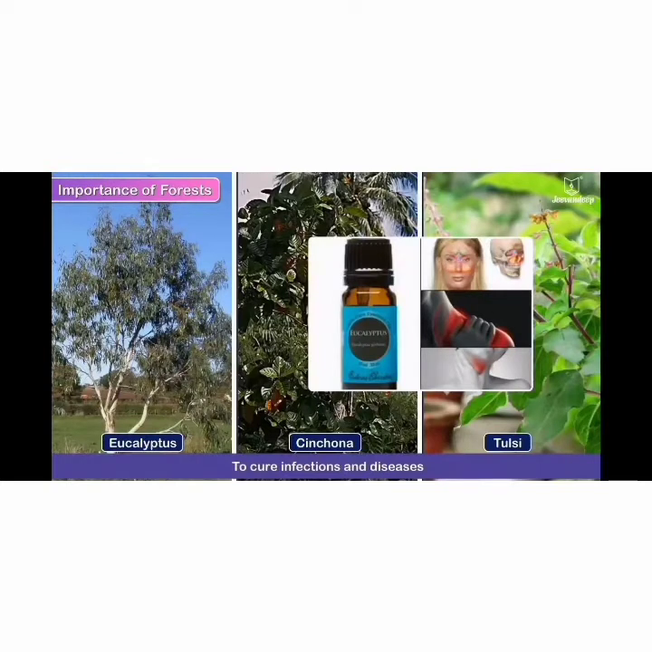The bark of some trees and the flowers and fruits of some plants are used to make medicines, like eucalyptus, cinchona and tulsi. These are useful plants to cure some infections and diseases. Forests not only give us products, they are useful in other ways. Let us see how.